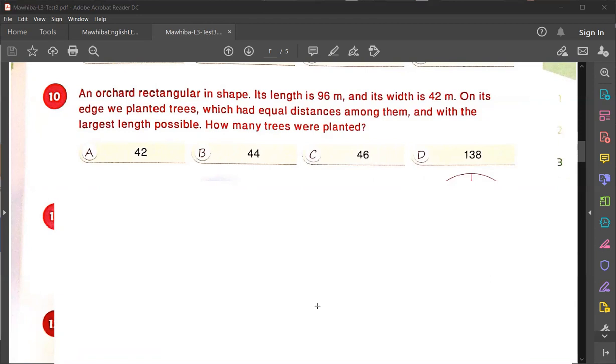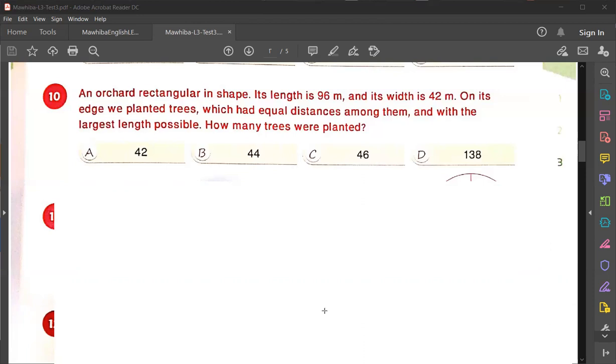Okay, an orchard, rectangular in shape, its length is 96 and its width is 42. On its edge, we planted trees which had equal distance among them and with the largest length possible. How many trees are planted? Yeah, I think it is easy, right? It is easy, right?